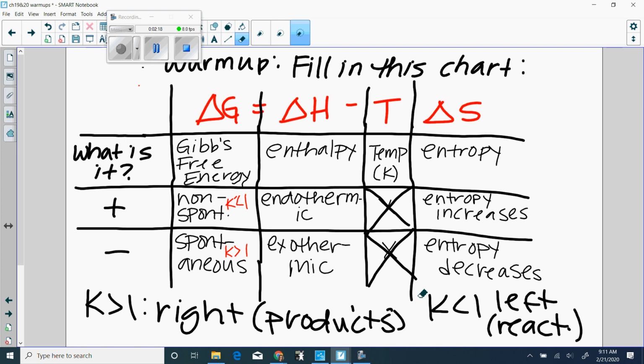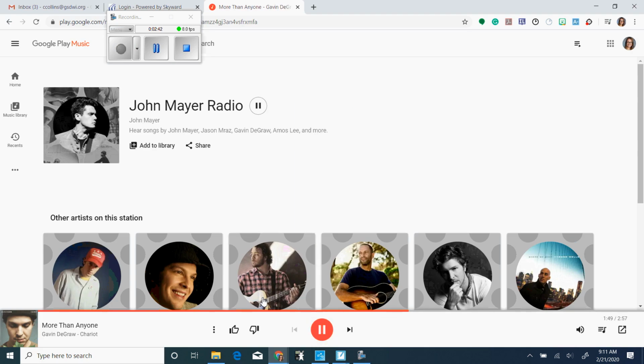All of those things together make whether it's going to be spontaneous or not. They're all synonyms, though. Spontaneous is the same thing as saying K is greater than one. Negative delta G is the same thing as saying K is greater than one. It's just another way to figure it out. Talk about that with your battle buddy, and then can you get out your notes? We're going to practice balancing a little bit. Ready, set, go.